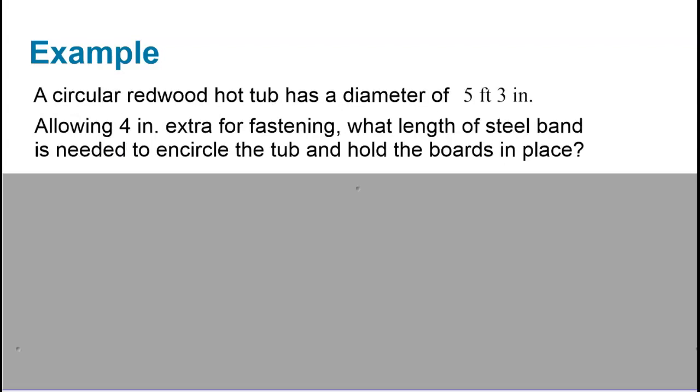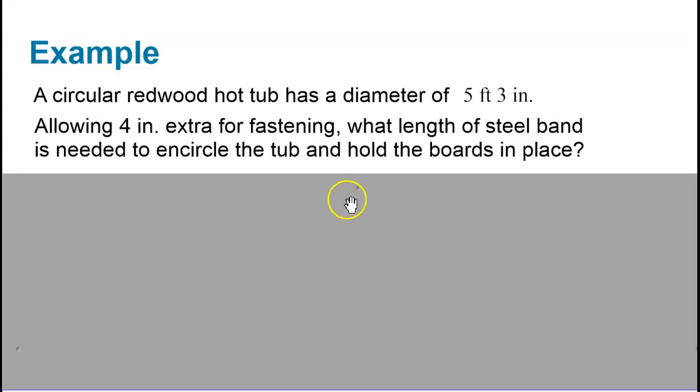So looking at this and using this in a practical sense, if we want to find a hot tub that has a diameter of 5 foot 3 inches and we want to get an extra fastening steel band added onto it, then how long would that need to be, including an extra 4 inches? I'm going to go ahead and let you pause the video and try this one on your own.